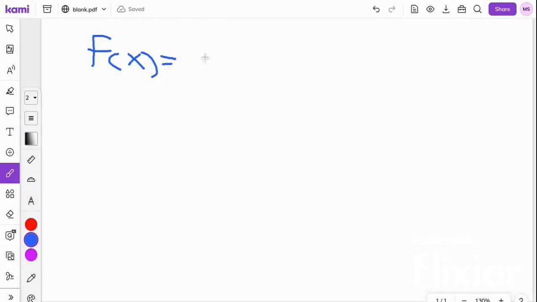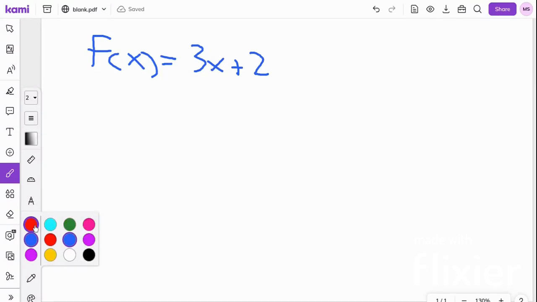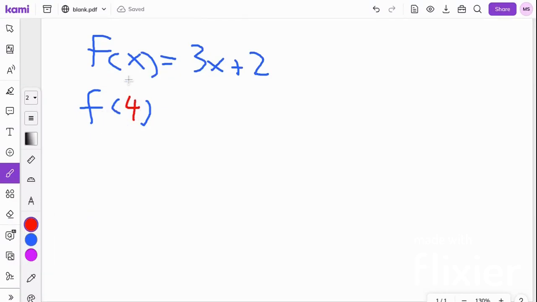Let's say you have f of x equals 3x plus 2, and then you pick an input, some number. Let's just say, for example, f of 4. If I ask you, what is f of 4, that means that you plug in 4 wherever you see an x. So this x here becomes 4. That's nothing new. We've talked about that before.